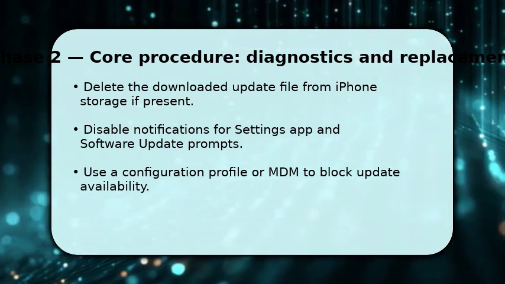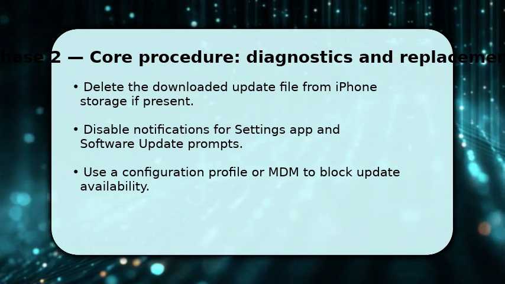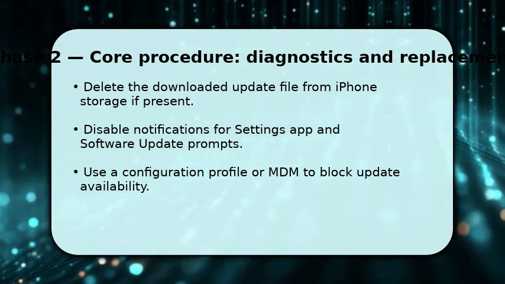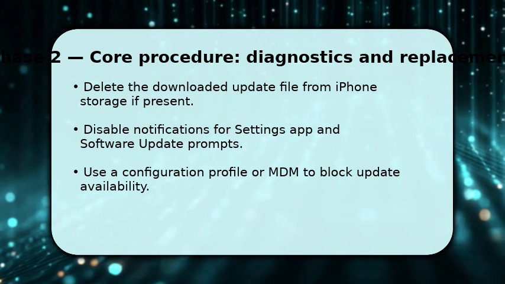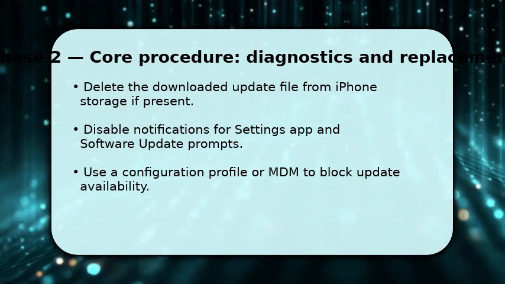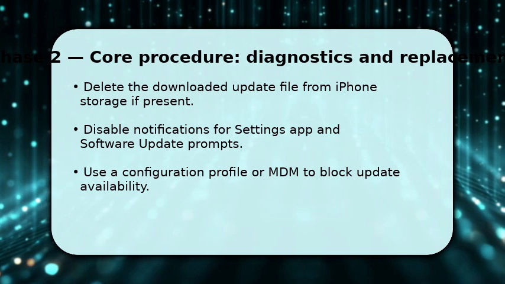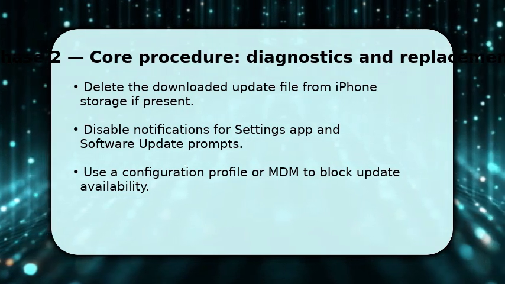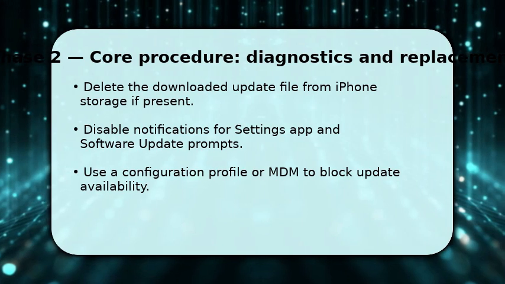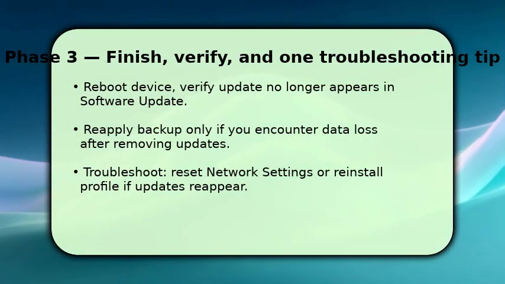For a lasting solution on multiple devices, install a configuration profile or use an MDM to set update policy. This blocks visibility of the update and is why enterprise tools are often used. Finish by rebooting the device to clear temporary caches, then check Software Update to confirm iOS 18 no longer shows.